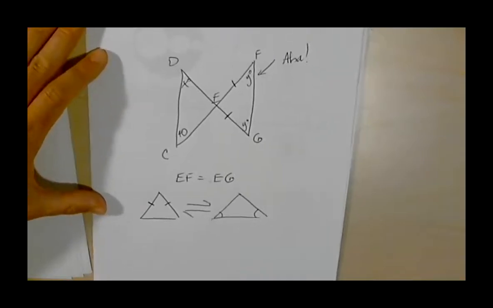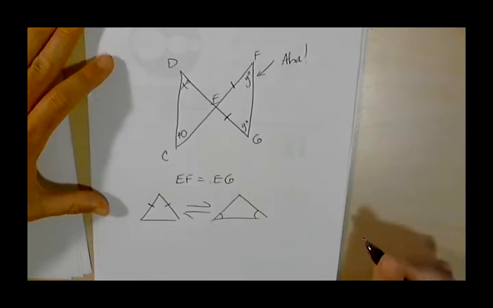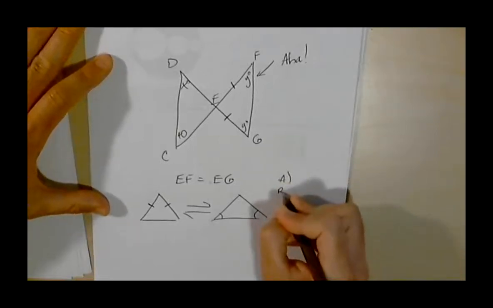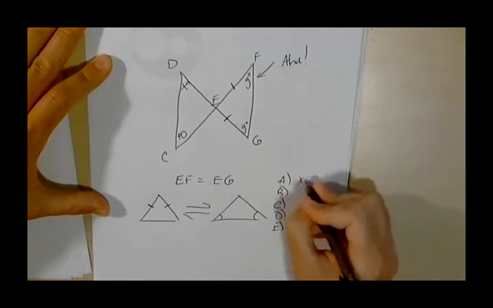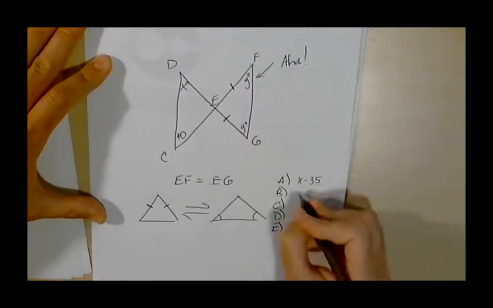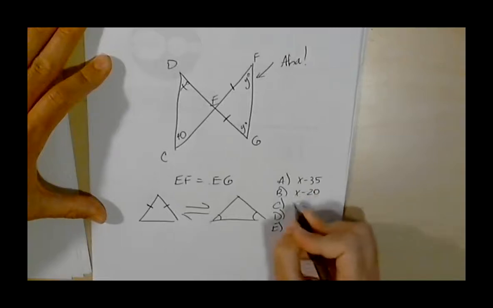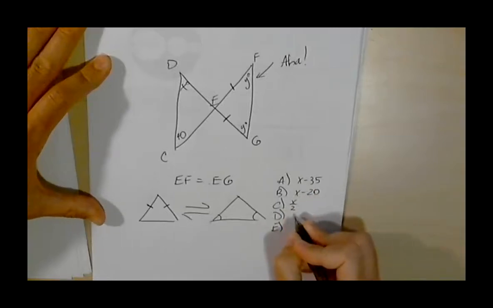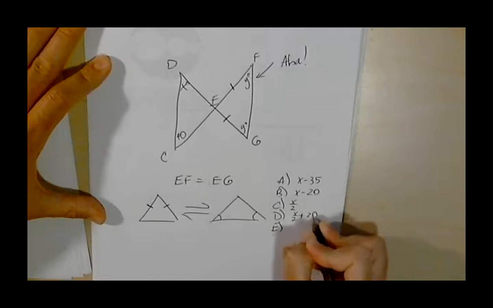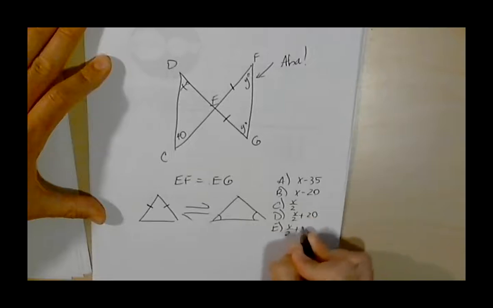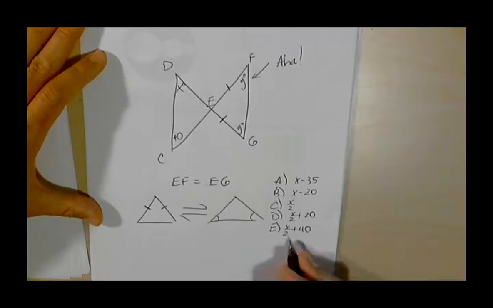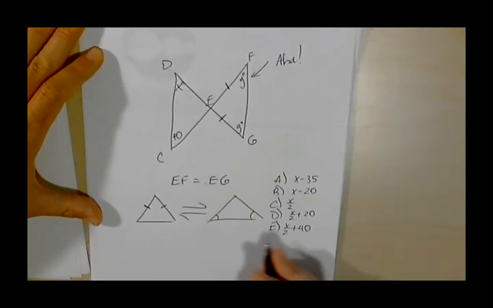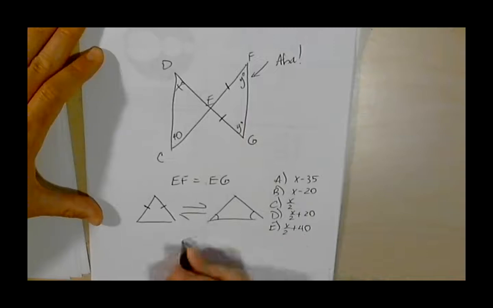If we were plugging in, we would look at the answers and we would say, oh, well, the answers A, B, C, D, and E, they all have x's in them. Answer A, for example, has x minus 35, B has x minus 20, C has x over 2, D has x over 2 plus 20, and E has x over 2 plus 40. And what we're going to do is plug in for x, because x is the variable in the answers.